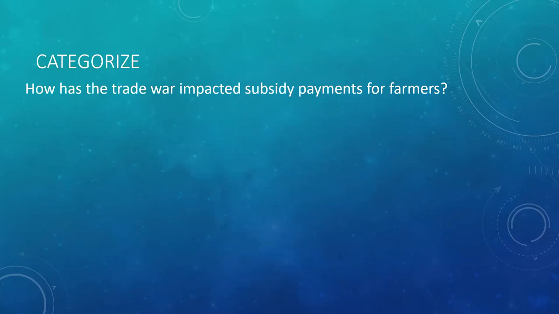So what kind of categories? Are we getting anything on chat? Business. Yeah, because there's trade war information. What else? Agriculture, definitely. Government. Government, yes. All right, yeah, political science, economics, which is sort of business, agriculture. What else? International relations. Yeah, international relations.